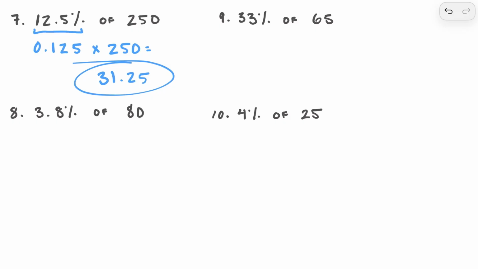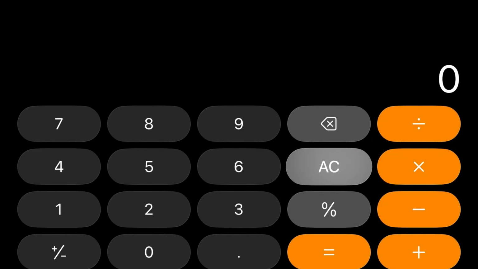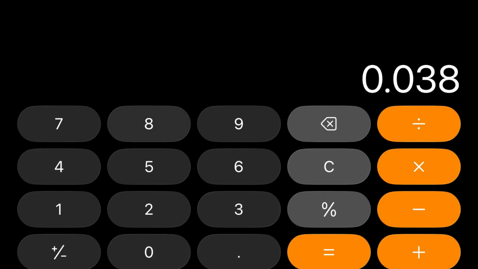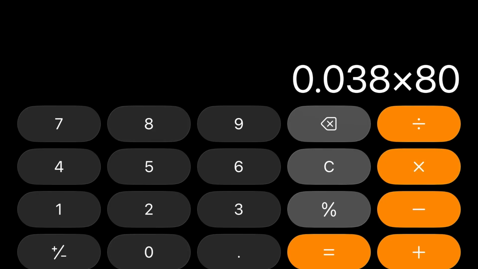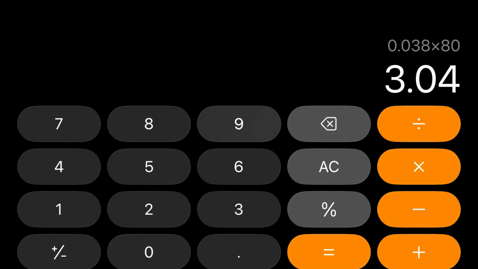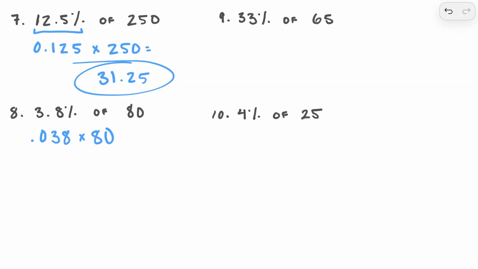And this process is just going to continue. We're going to move the decimal place over 2 spaces. So this becomes 0.038 times 80. Let's clear this. 0.038 times 80 gives us 3.04.